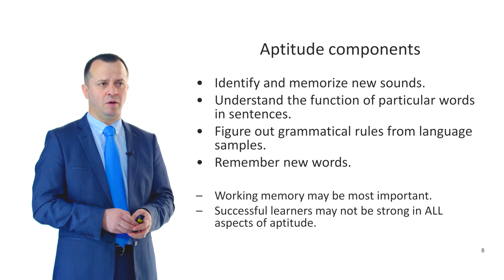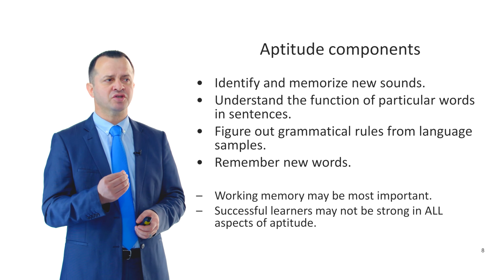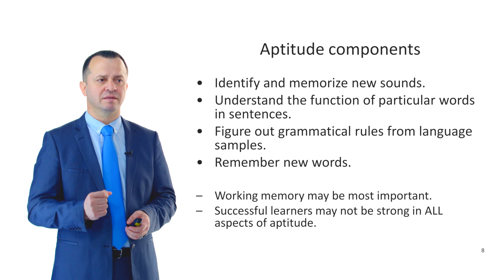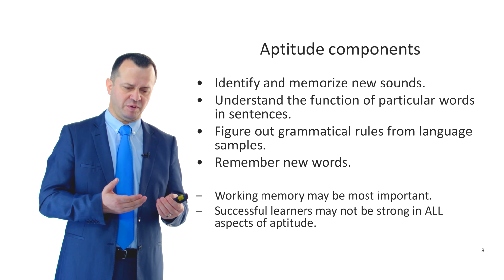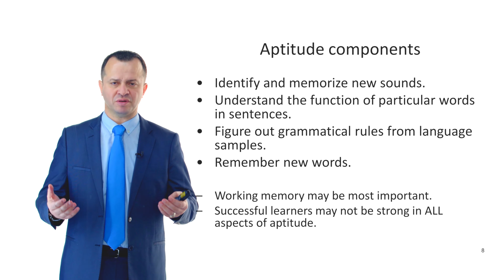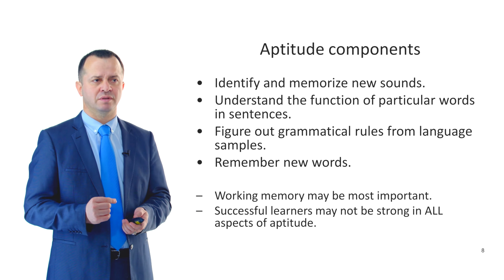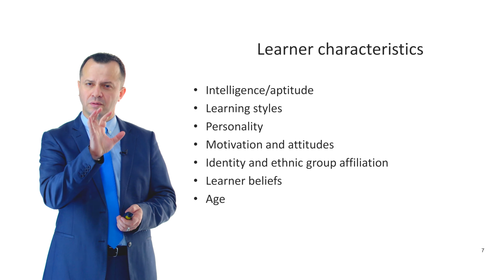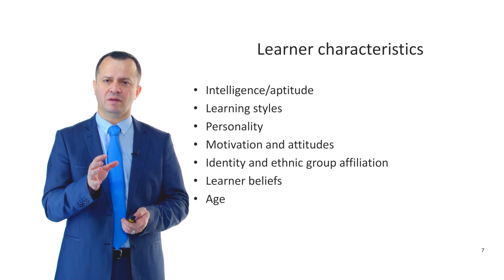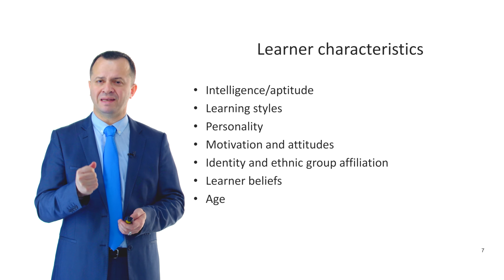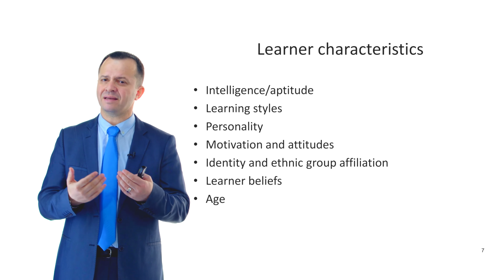Aptitude components: identify and memorize new sounds, understand the function of a particular word in sentences, figure out grammatical rules from language samples. So it's much easier for them to do language exam sheets, and they can get very good results. Remember new words. This is all related to intelligence and aptitude. They are very good at analyzing the language. They can see the linguistic properties, and then they can easily progress.